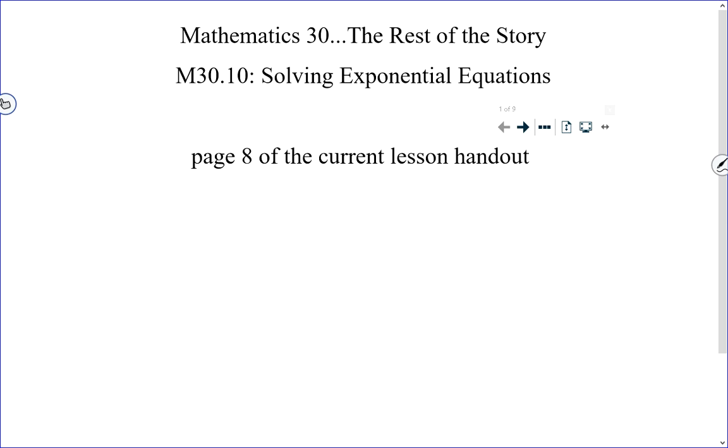Today we're looking at the next lesson, which is 30.10. This is dealing with solving exponential equations, and this lesson can be found on page 8 of your current lesson handout.